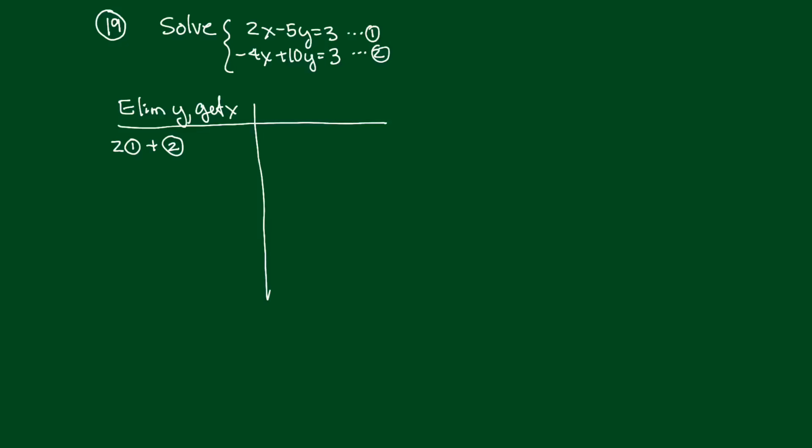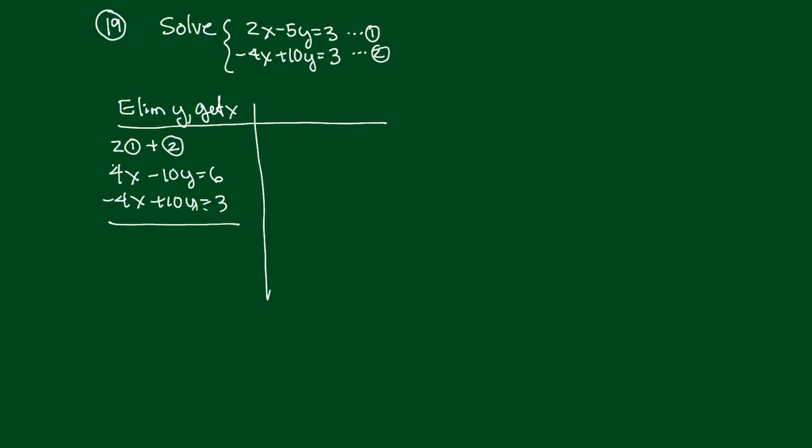When I multiply the top equation by 2, I get 4x minus 10y equals 6. In the bottom equation, negative 4x plus 10y equals 3. Now this is interesting. What happens when you add these together?